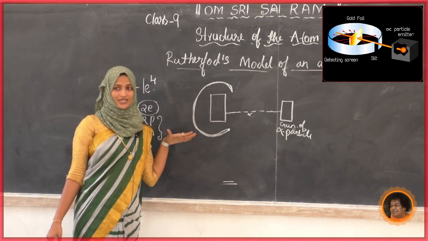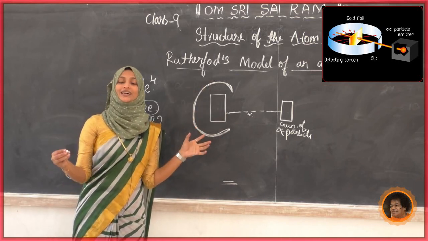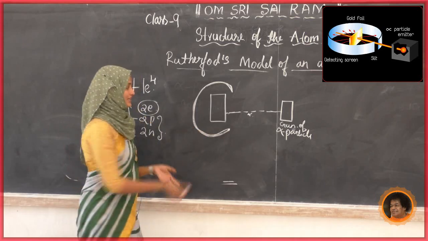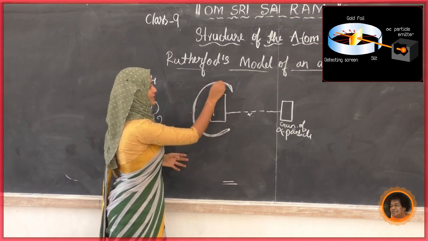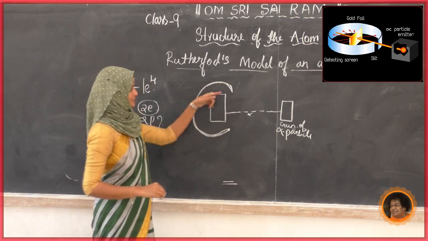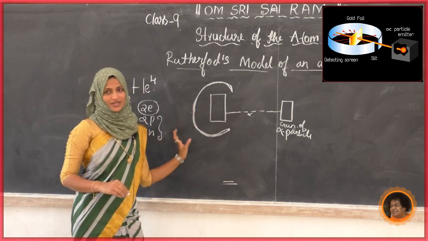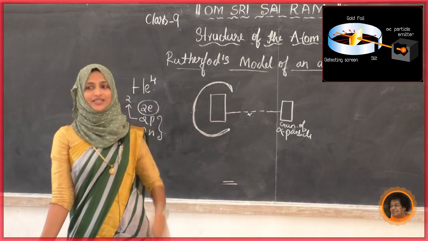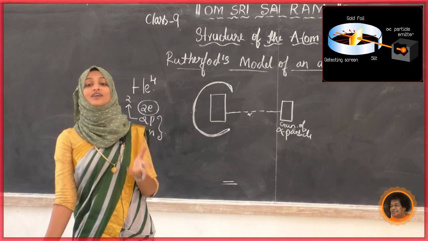Now, why is he using the screen? To detect the particles. If it glows here, he can detect that it comes like this, or else if it glows here, he can say that it passed through and is shining over here. Okay, now the observation he made is completely different. We'll see what the observations are.